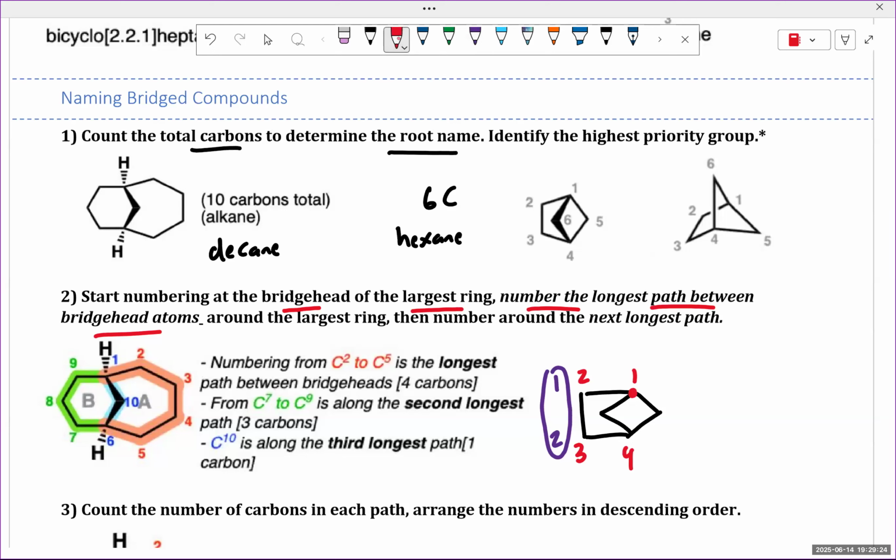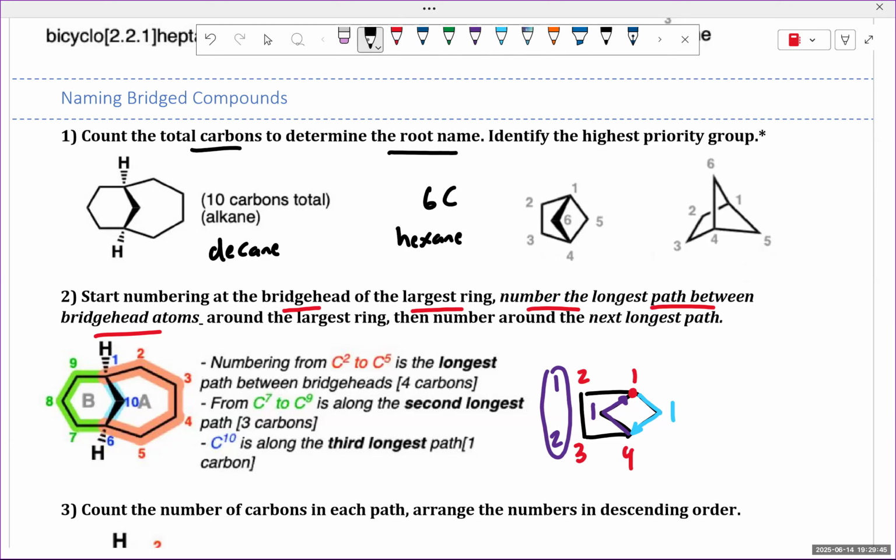Next, I'm going to count between my bridgehead once again for the next longest path. So in this case, I'm going to count this 1 carbon bridge. Finally, I'm going to count the shortest path, which is another 1 carbon bridge.